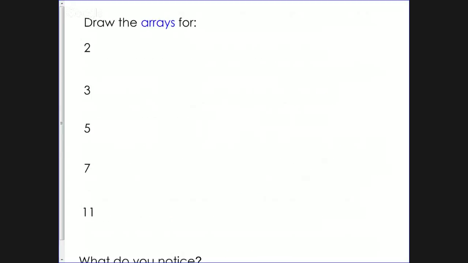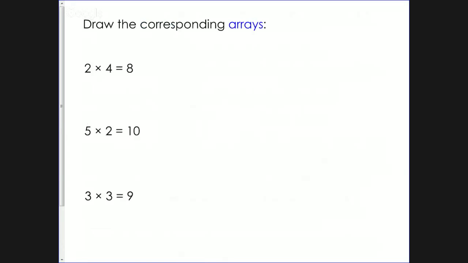Now it's asking us to draw some arrays. This is the screen that we've already sort of looked at, so we're going to surpass that. We're going to draw some corresponding arrays for 2 times 4. So we're looking at 2 rows with 4 in each row. And that gives us the 8 that they're showing us here. 5 rows. So the first number is the number of rows, and the second number tells us how many in each row. And we have 2, 4, 6, 8, 10 dots.